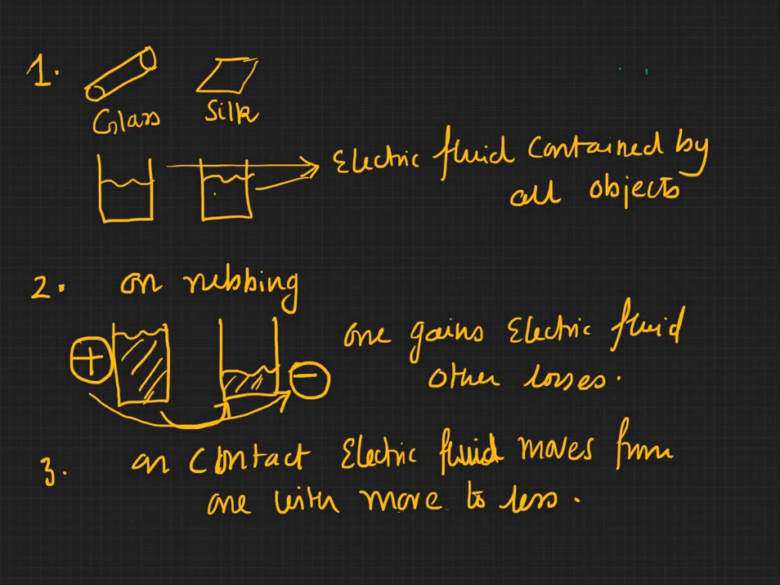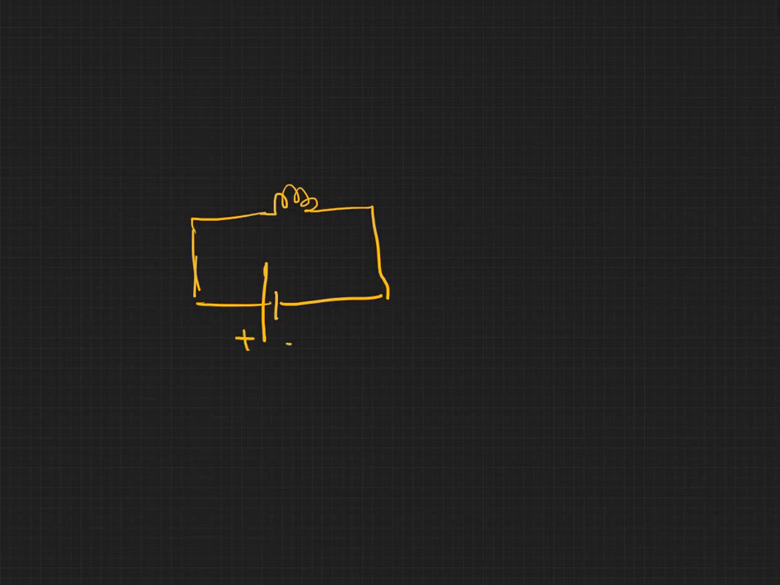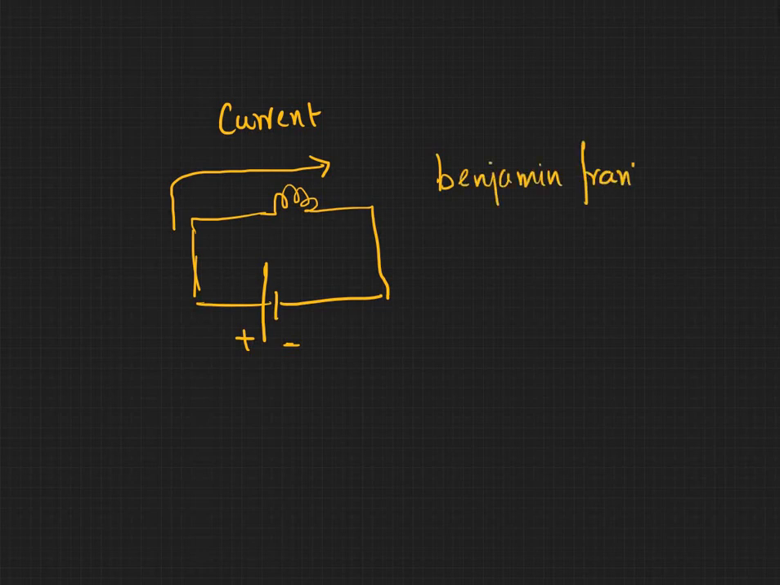In modern circuits, we imagine that you have a battery connected to a bulb or something like that, and you say, this current moves from plus to minus. Now you must understand that this whole idea of current moving from plus to minus comes from Benjamin Franklin's fluid theory.